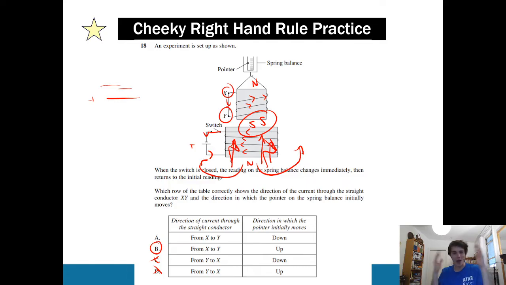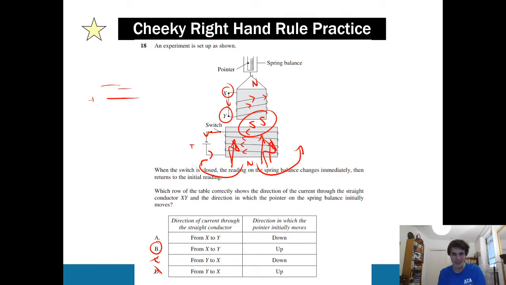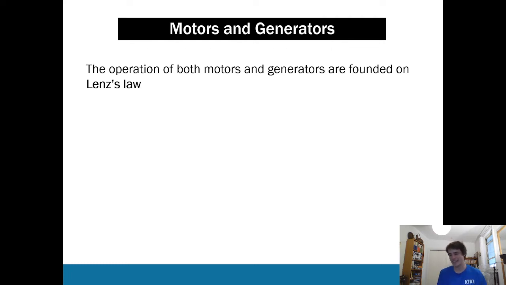In this case here, we're going to have that situation that we have set up as shown. And it is lovely to see that most of you guys have gotten that correct answer, B. Lovely. Okay, let's keep moving. Let's take a look at the next idea of motors and generators.